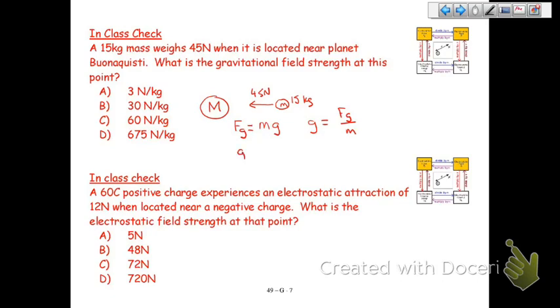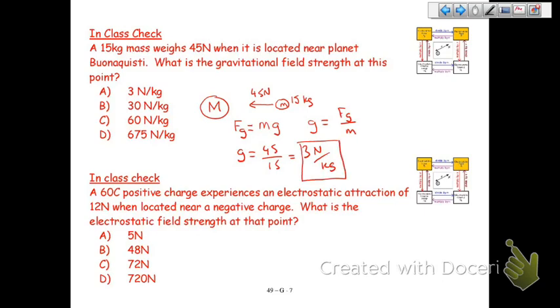So my g is equal to my Fg, which is 45, over my m, which is 15, which equals 3 newtons per kilogram. So there's my answer.